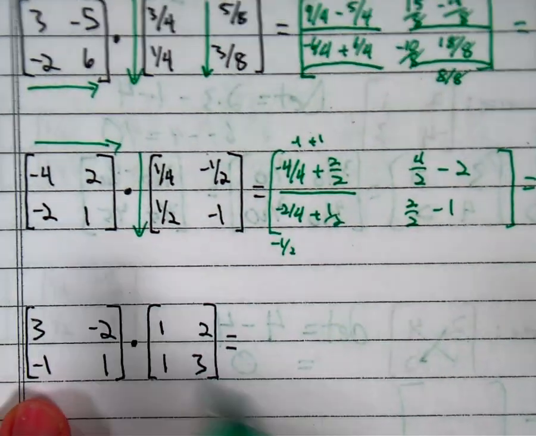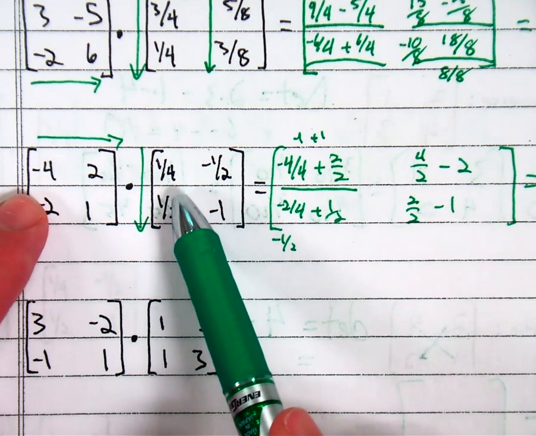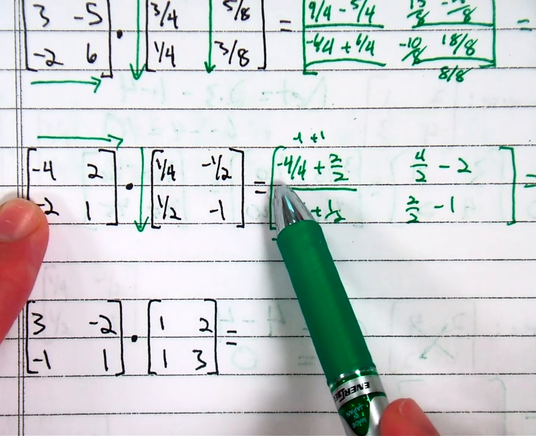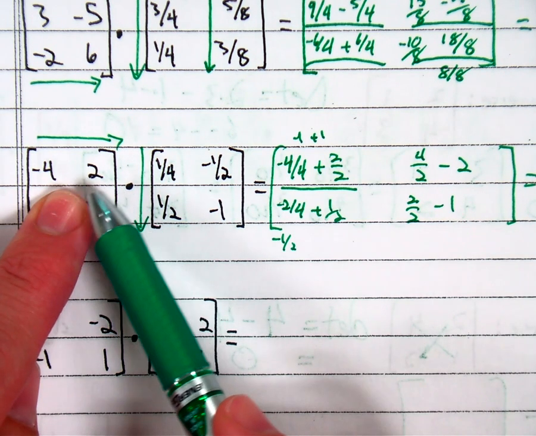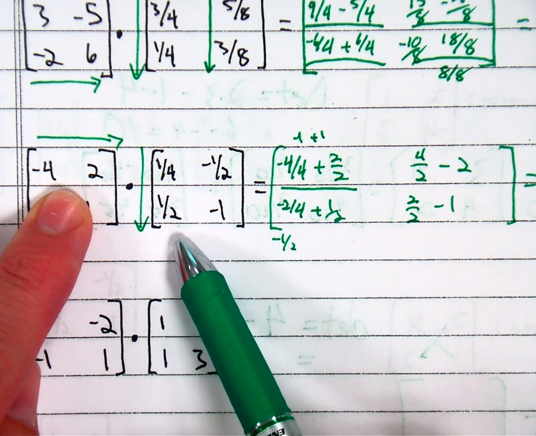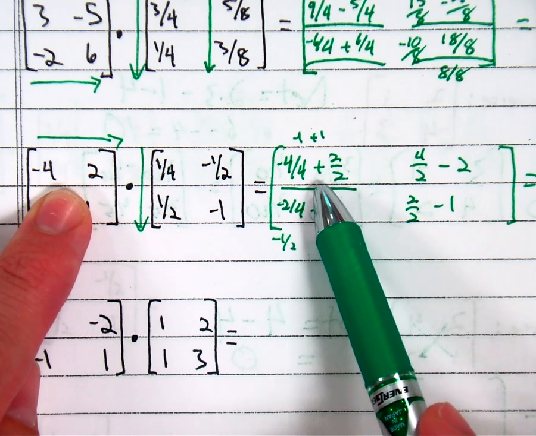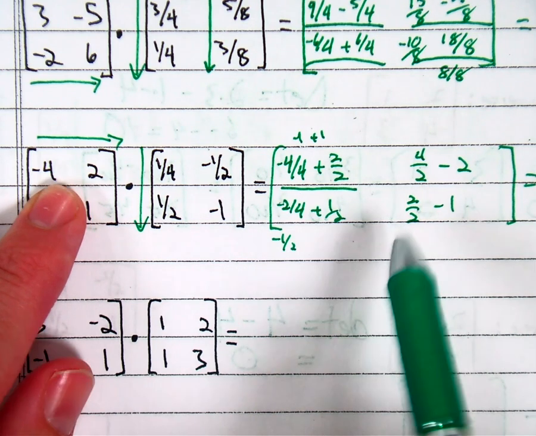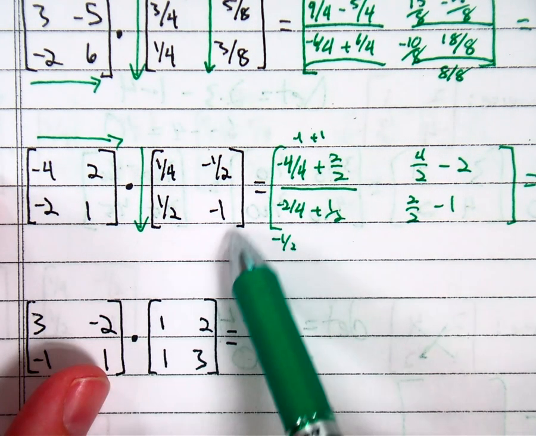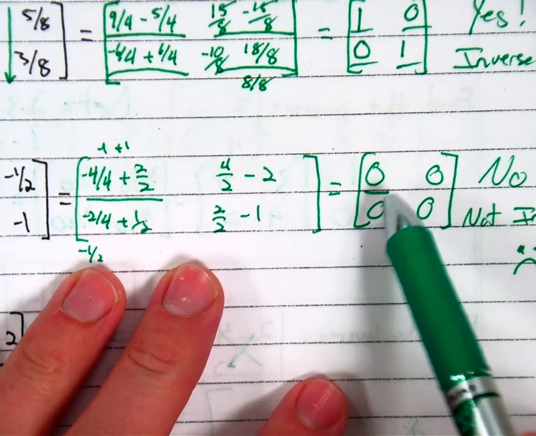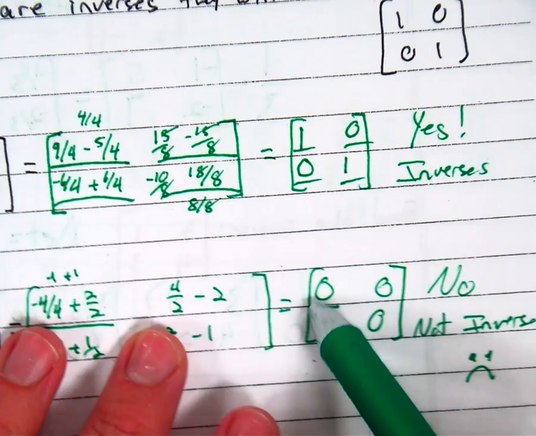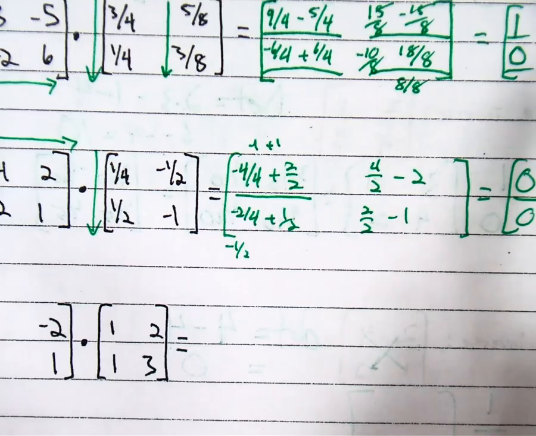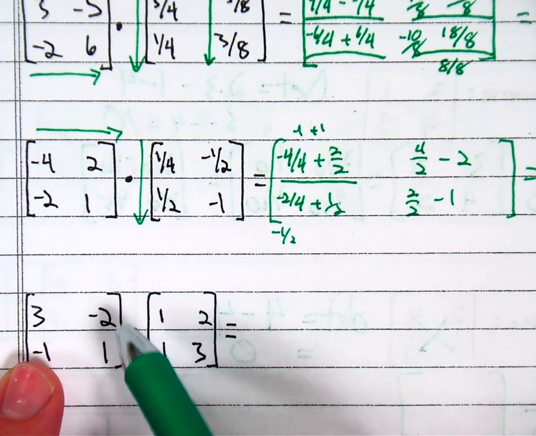Let's take a look. Row times column, we'll have negative 4 times 1/4. That's 4/4, negative 4/4, which would be a negative 1. And then 2 times 1/2, which would be 2/2 or 1. So a negative 1 and a positive 1 is definitely going to be a 0. Row times column. Okay, so technically we had a 0 in that first spot already, which does not match our 1, 0, 0, 1. So technically not inverses already. You could stop right there. But we want the practice.